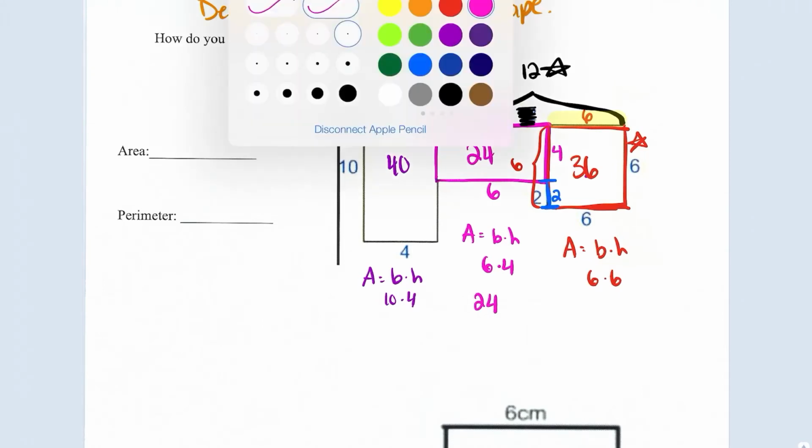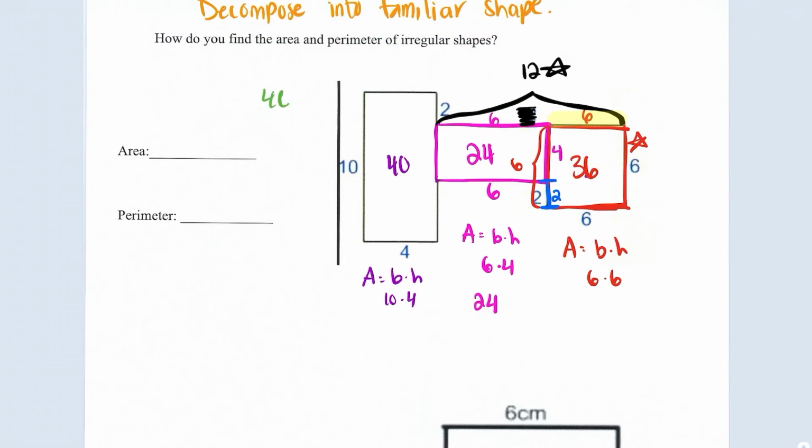And there we go. So to find the total area, you're going to add 40 plus 24. Let's do that first. That's 64 plus 36. 6 plus 4 is 10. 3 plus 6 is 9, plus 1 is also 10. So it looks like the area is 100, and we don't have any units, so I'm going to say 100 square units.